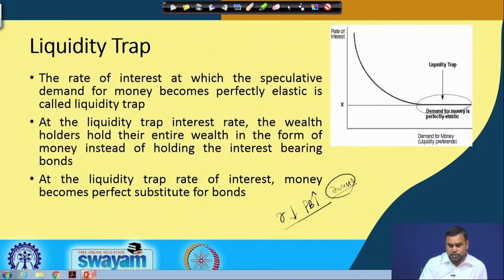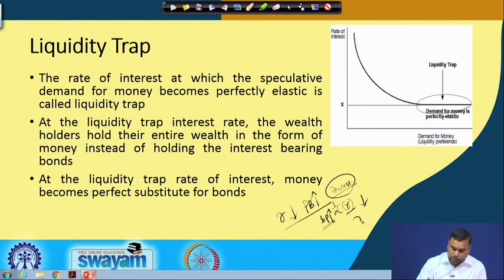So, in this case, we said that the speculative demand for money is a function of interest rate. If the interest rate declines, the speculative demand for money goes up, because people will not be interested to invest in the bond market, and they try to hold the money with them.